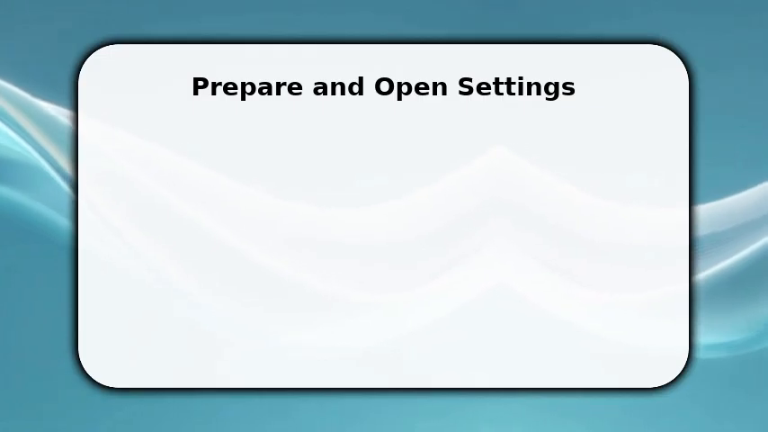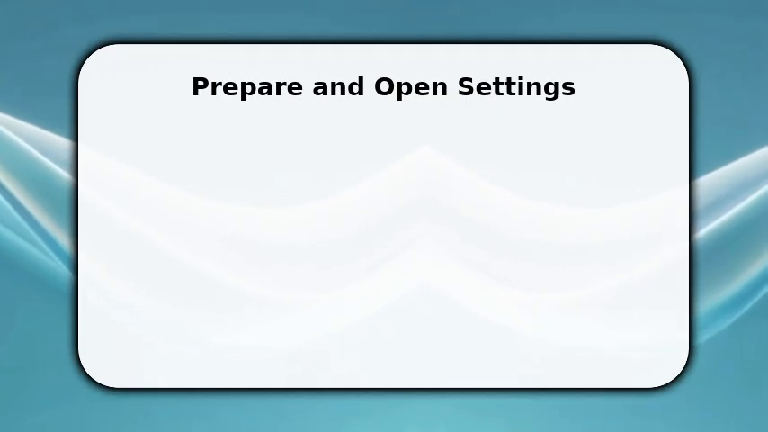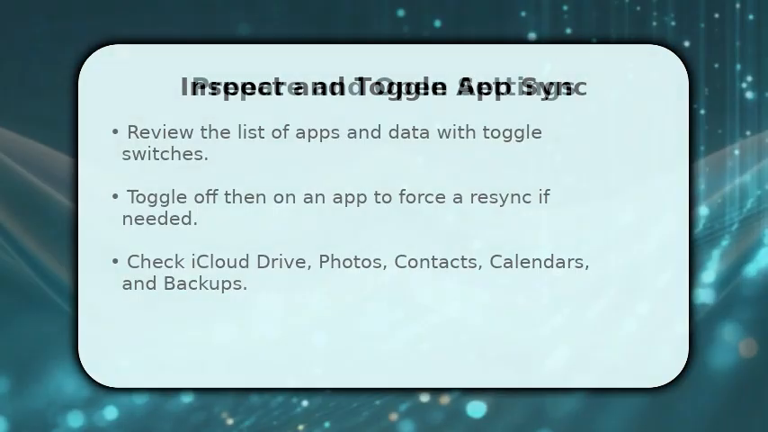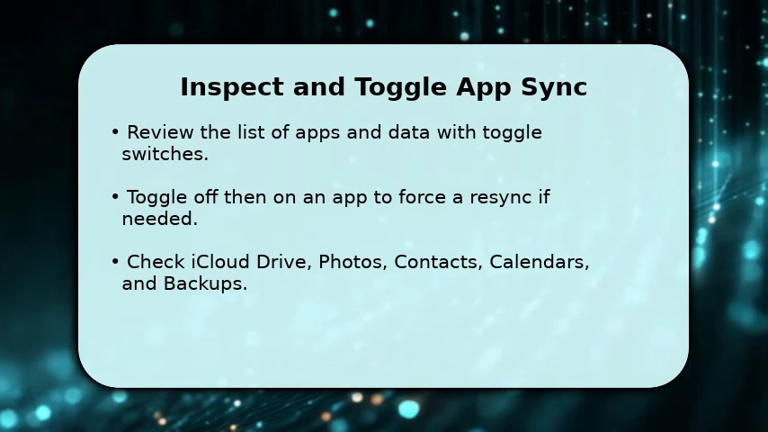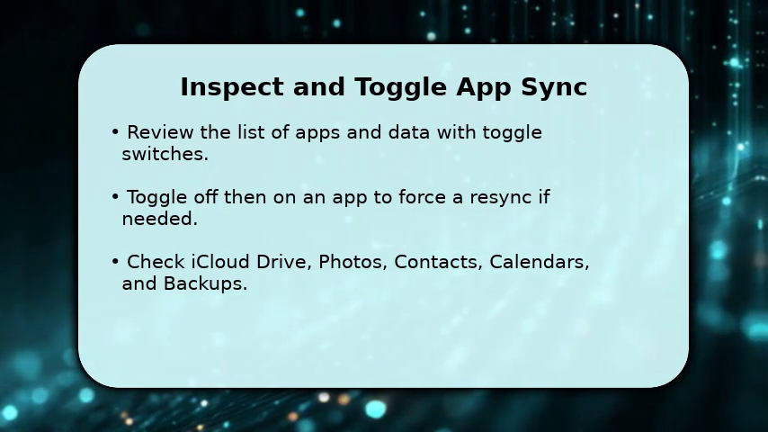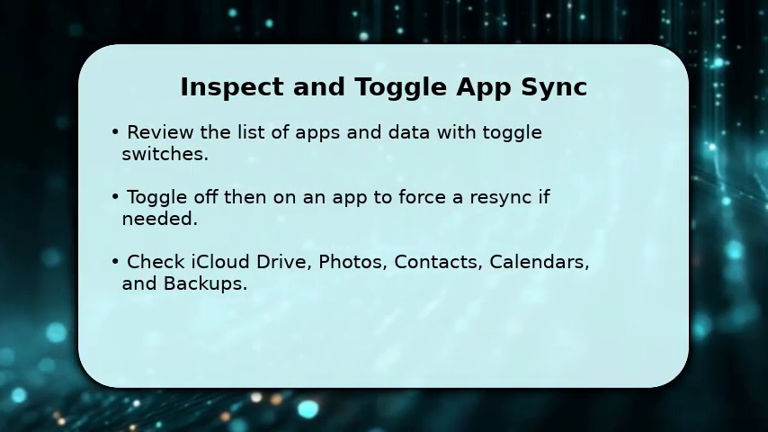You're taking the first actionable steps to view what's set to sync and to prepare the device so sync can run uninterrupted. Next, you'll inspect each app's sync toggle to understand what's actively syncing. Tap each section, iCloud Drive, Photos, Contacts, Calendars, and Backups, and make deliberate changes.